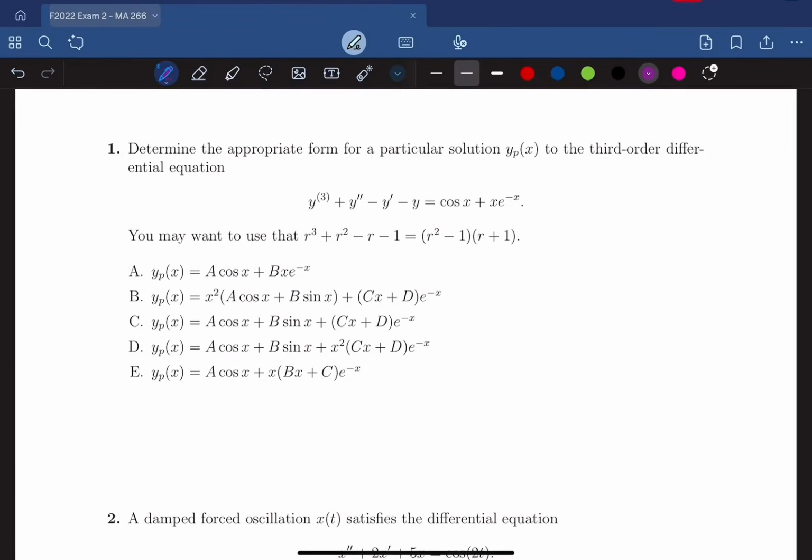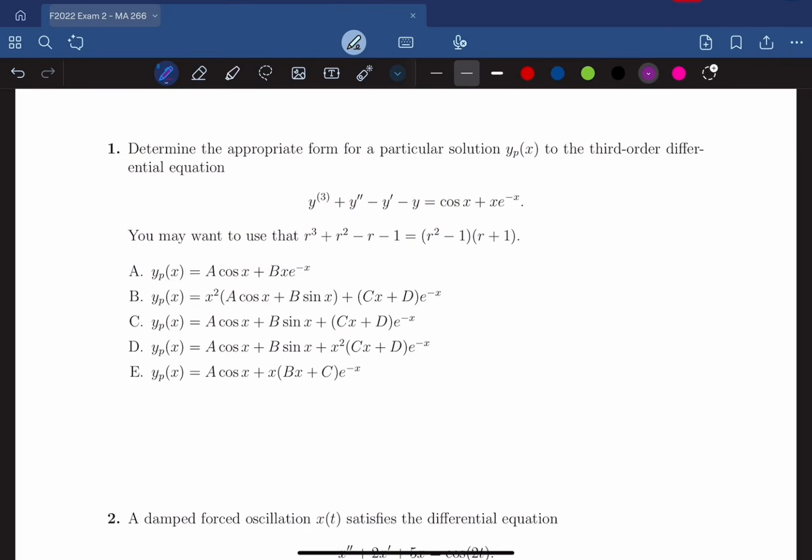Alright, today we're going to do Fall 2022 Exam 2 for MA266. So the first problem says, determine the appropriate form for a particular solution to the third order differential equation, and then it gives us the equation, and it gives us a little hint that we'll use later.